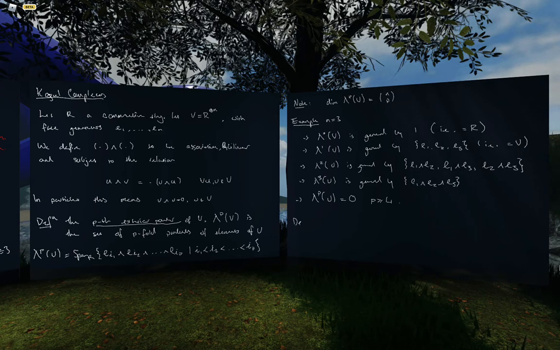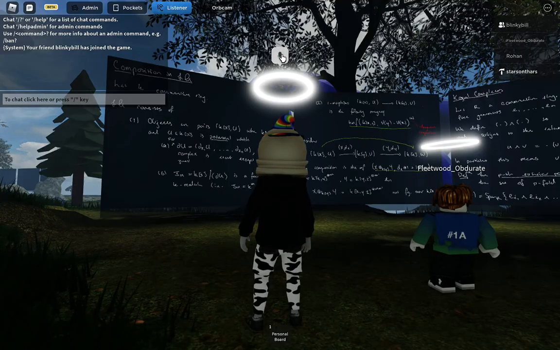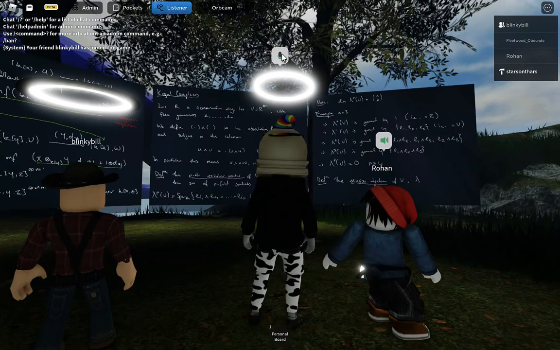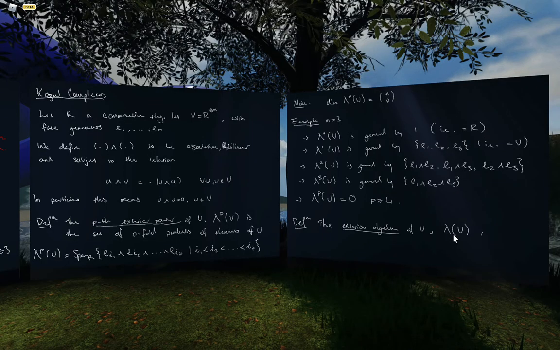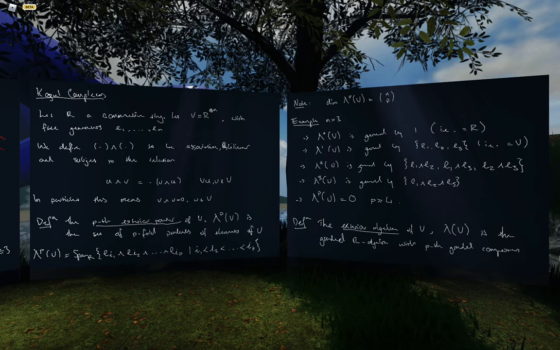Okay. And then finally, we define the exterior algebra of V, which we denote by this thing. It is the algebra formed by taking all the pth exterior powers of V, and then looking at the wedge product that you get between those elements. It is the graded R algebra with pth graded component, which is the pth exterior power.